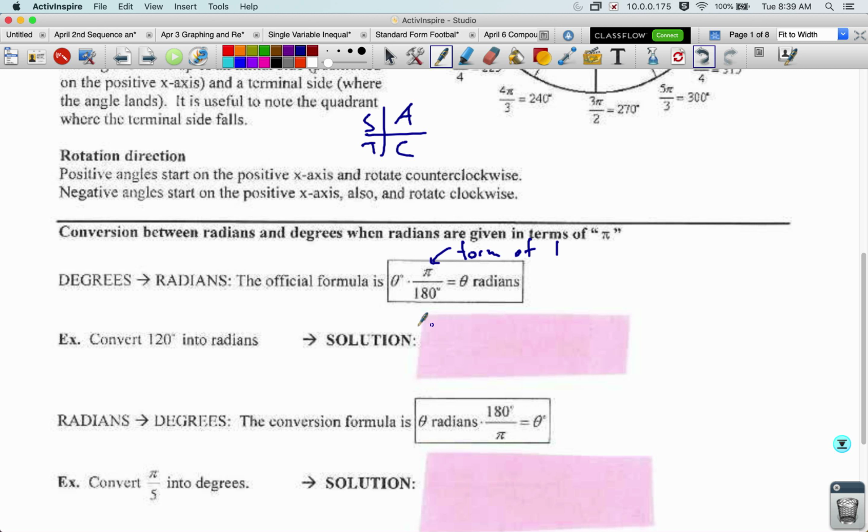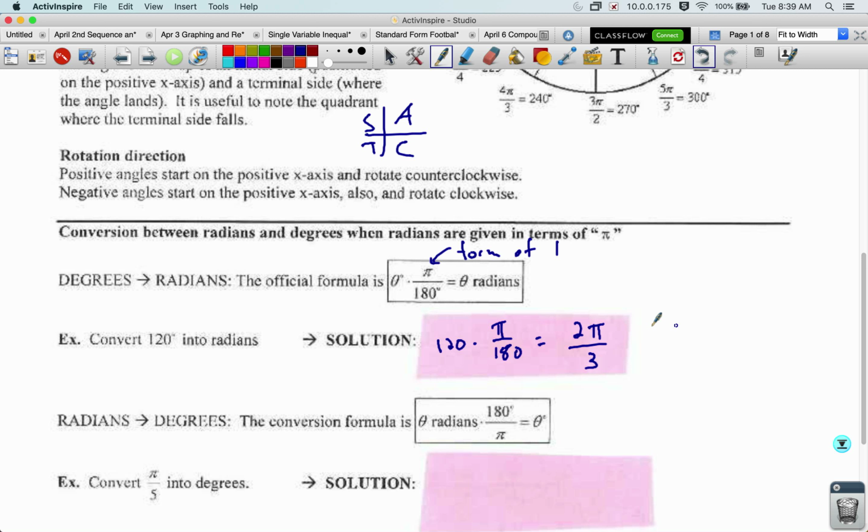Convert 120 degrees into radians. So I take 120 and multiply it by pi over 180. Then I pull the pi off the top, put the 120 on top, and simplify that fraction. The zeros cancel out, I've got 12 over 18. Those are both divisible by 2, so 6 over 9, divisible by 3, 2 over 3. So 2 pi over 3 radians.